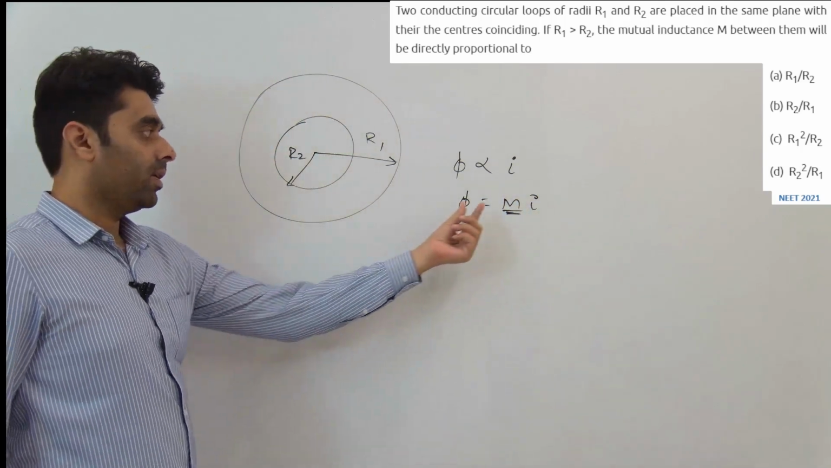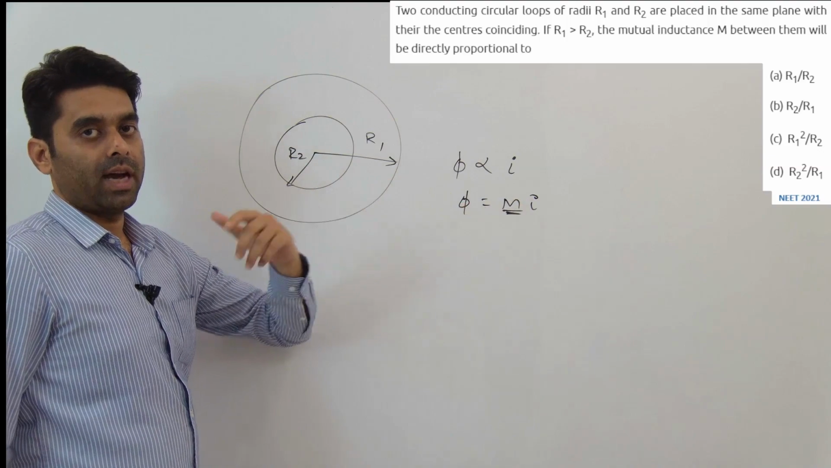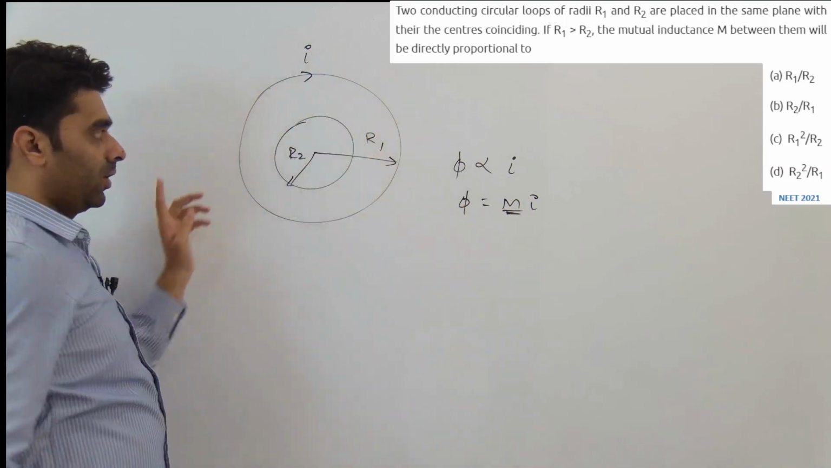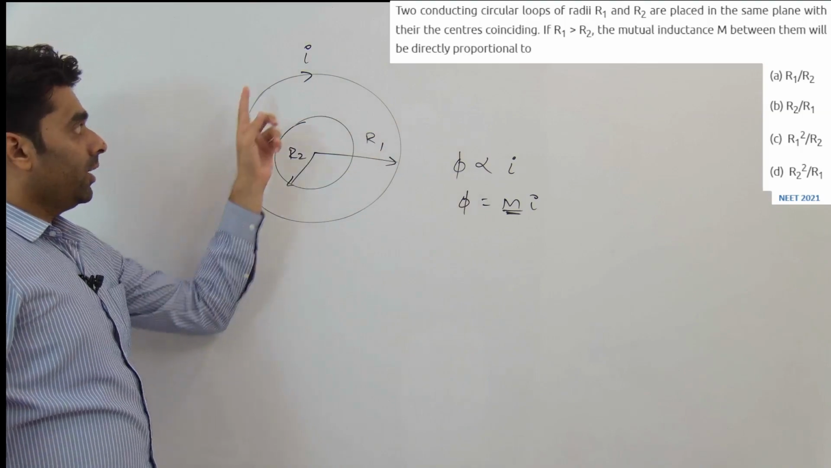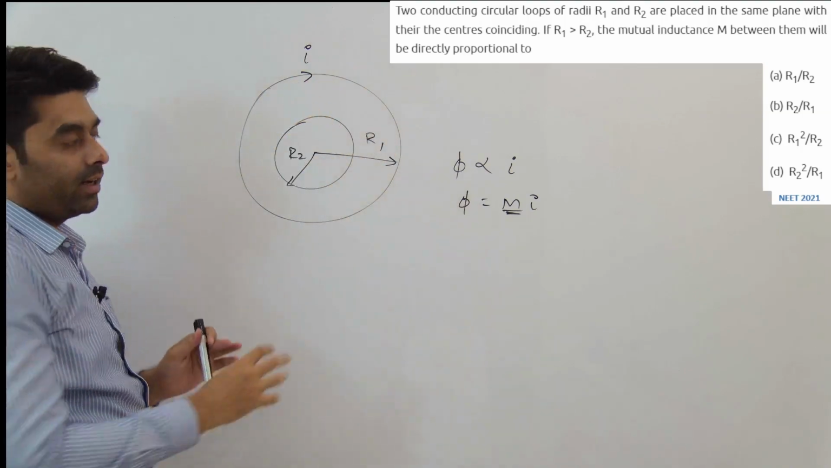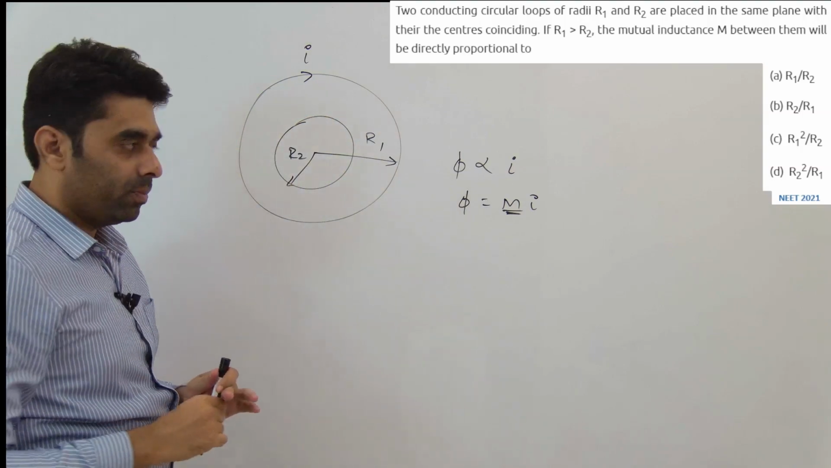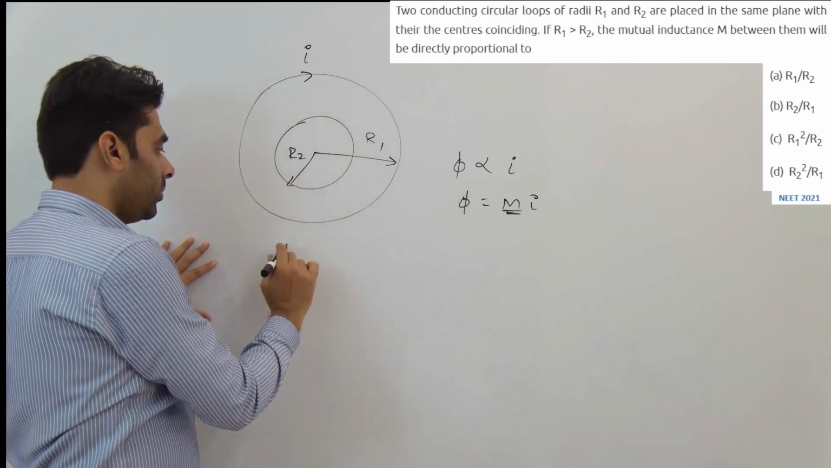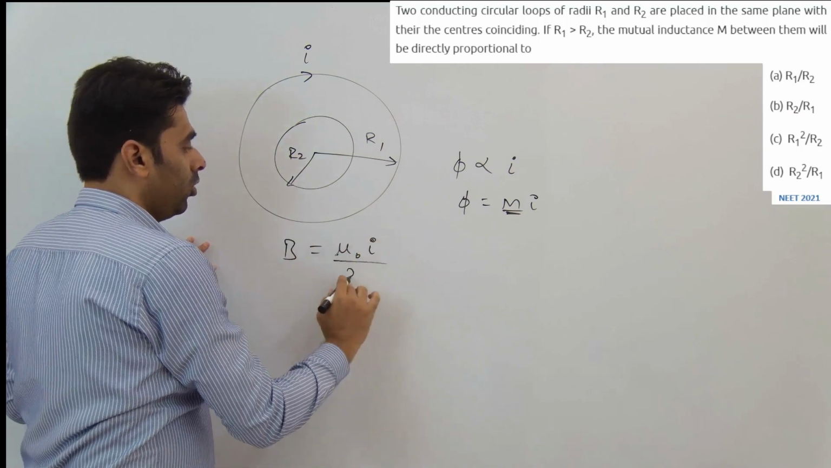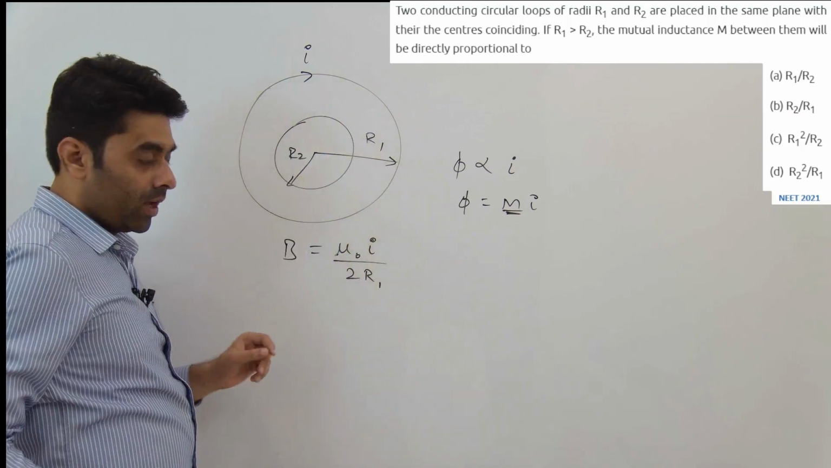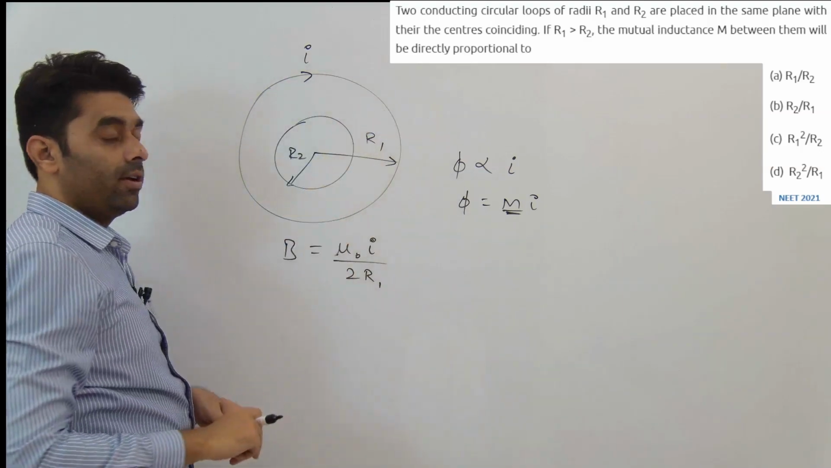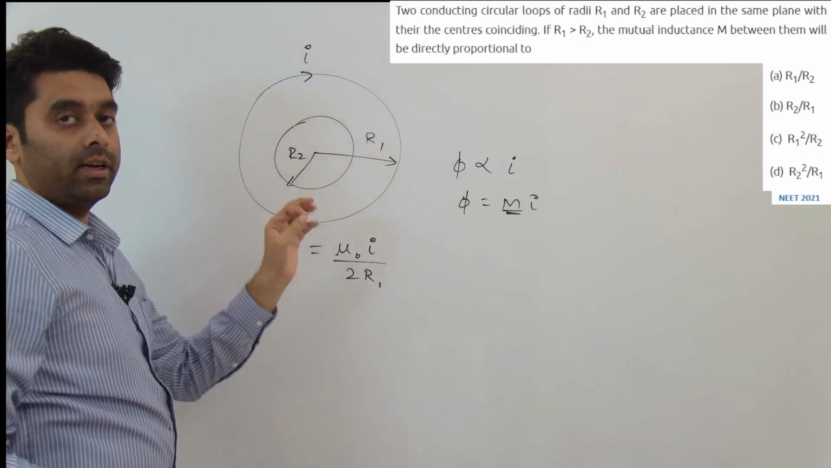We want to find out M. How is M related to r1 and r2? So how will we do it? Let us say that a current I is flowing through the outer coil. What will happen? It will produce a magnetic field at the center. How much? B will be μ0 I by 2r1, right? Now, due to this magnetic field, we can write down the flux associated with the inner coil.